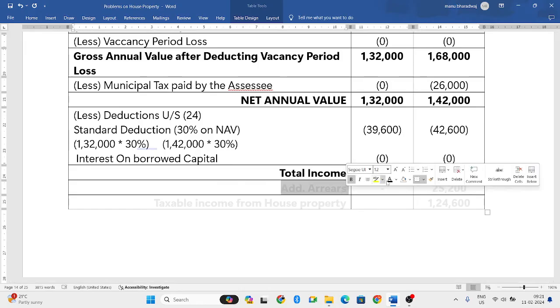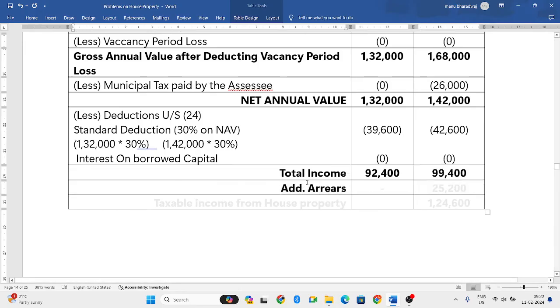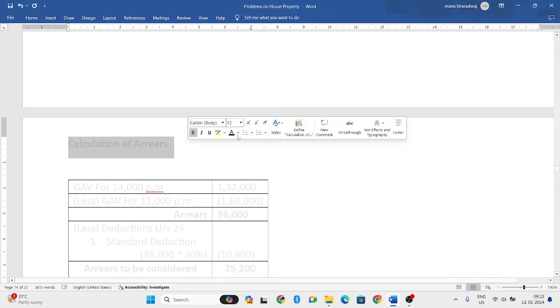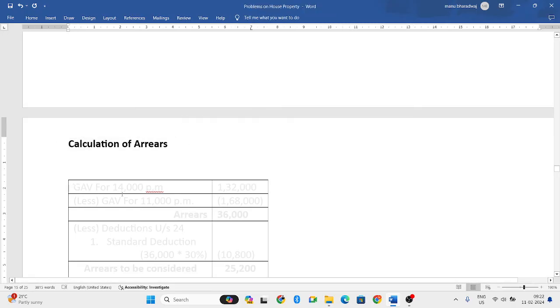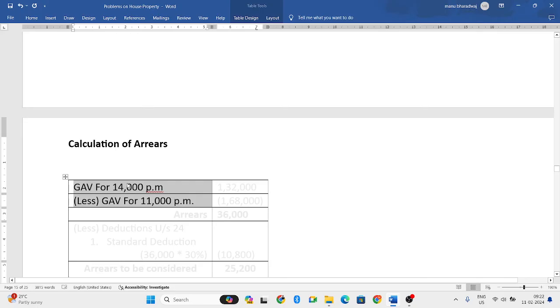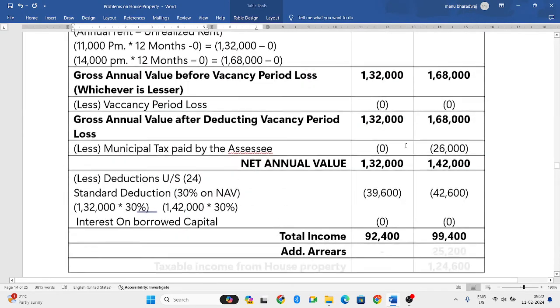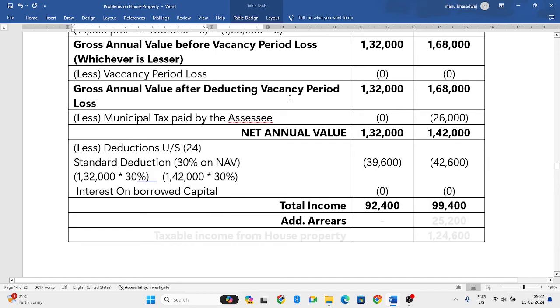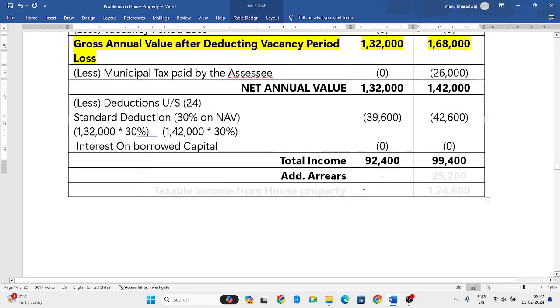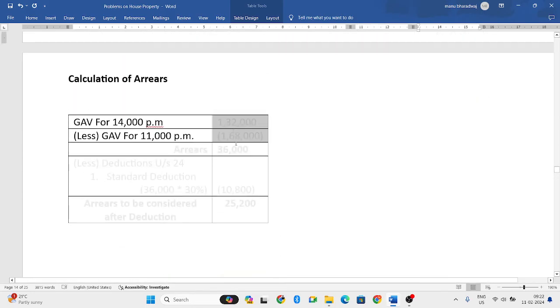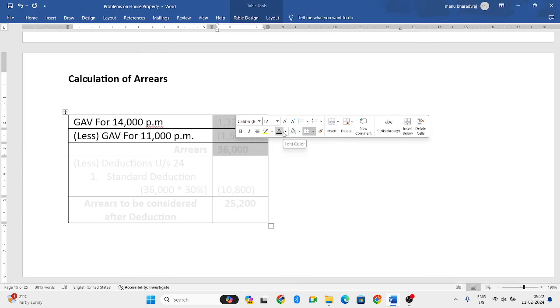For that, you need to add arrears. So for that, we have to calculate arrears. For that, you have to take two GAVs: GAV when it was 14,000 per month minus GAV when it was 11,000 per month. Look here. GAV when it was 14,000 per month is 1,68,000. When it was 11,000 per month, it is 1,32,000.